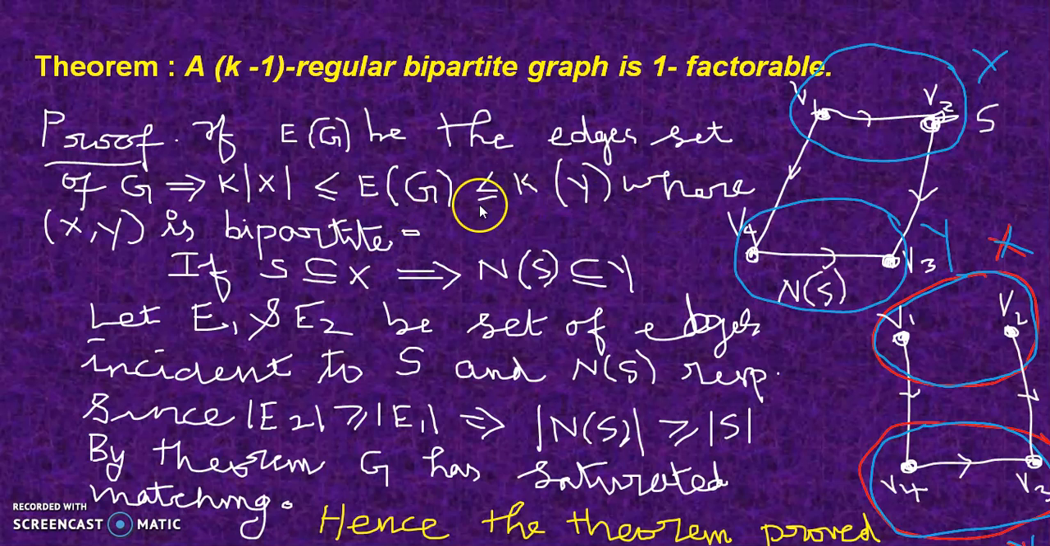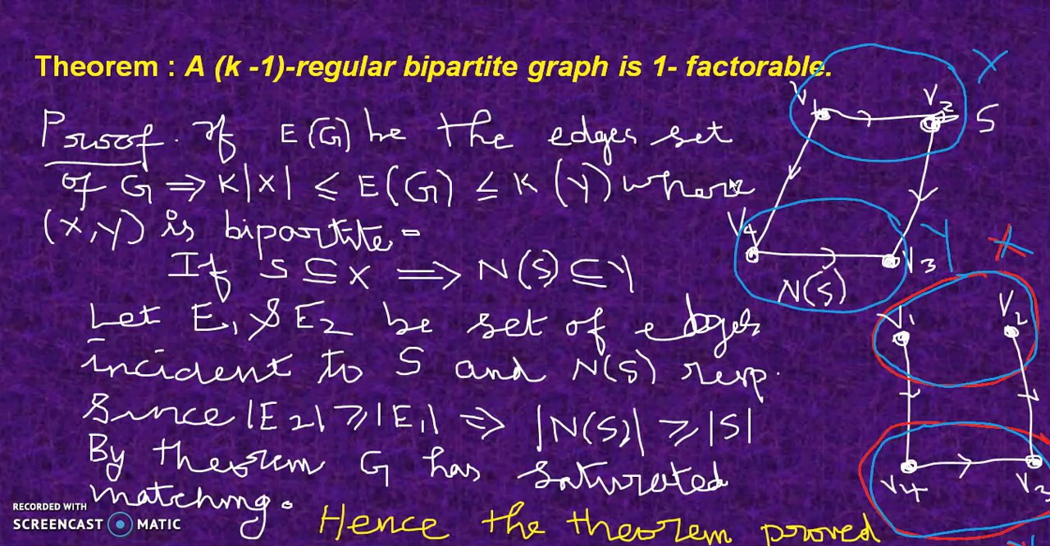Right. Now where X comma Y is bipartite, we are taking an edge set of G in this particular graph. It consists of v1, v2, v3, v4, all the edges, such that the number of vertices in X is less than or equal to that of G, less than or equal to the number of vertices in Y, where X comma Y is a bipartite. That's what we have to understand, bipartite.